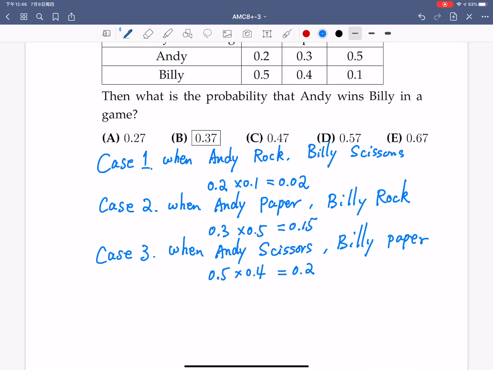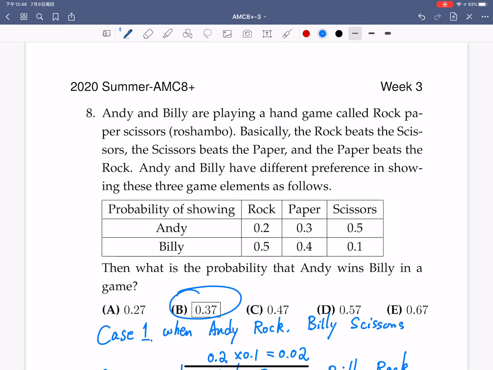So if we add all these three cases together, then we would get 0.02 plus 0.15 plus 0.2. That's 0.37. So the answer is B for problem 8.